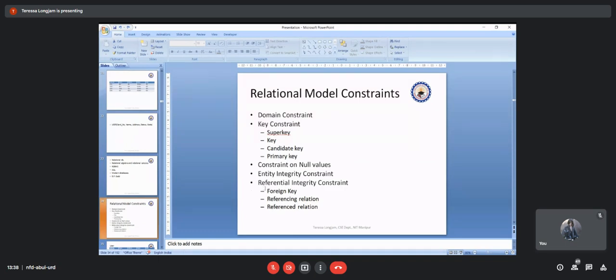The last constraint is referential integrity constraint. If we have two relations, it has to be defined in two or more relations. So we are going to have two relations, and these two relations are related to each other. If they are related to each other, then one relation is going to be referring to another relation. So this I will explain with an example.